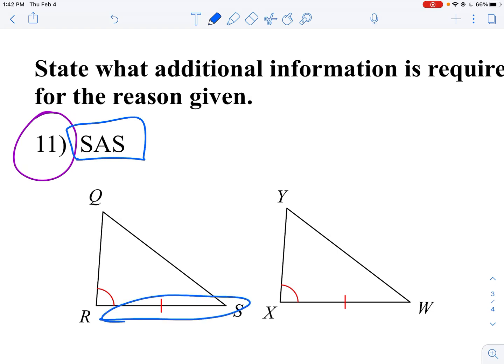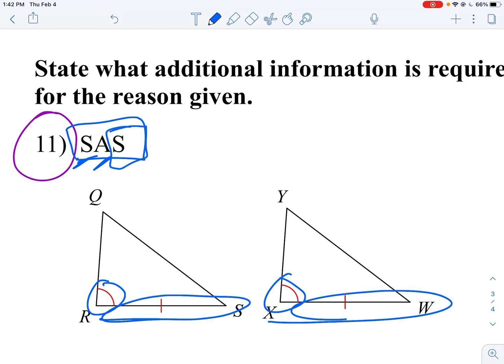Well, we have a pair of sides here matching, and we have a pair of angles matching. If we want side, angle, side, we will need another pair of sides. We have side, we have angle. We're going to need a third side, another pair of sides matching. And I want you to just go ahead and put a mark in which sides those are supposed to be.